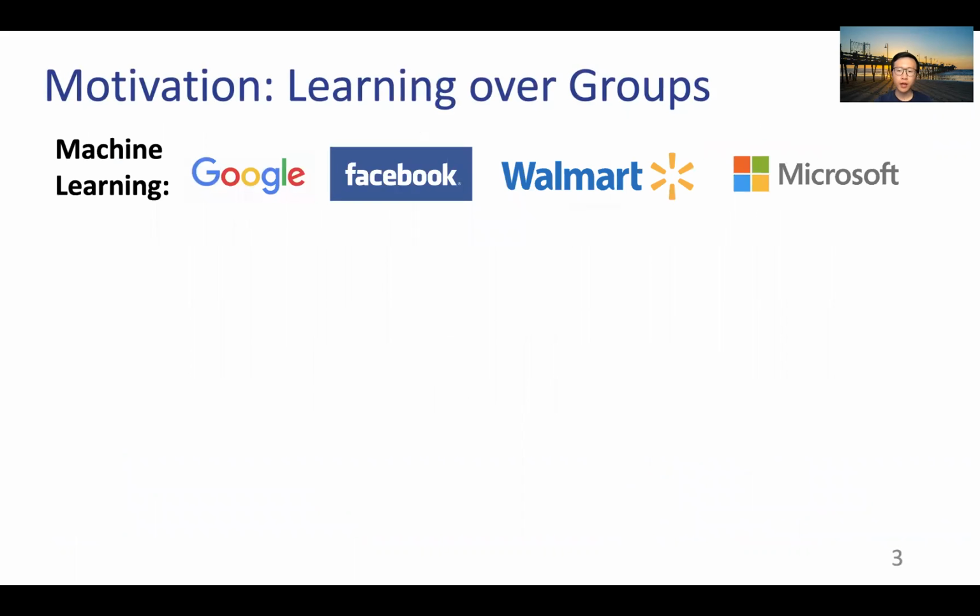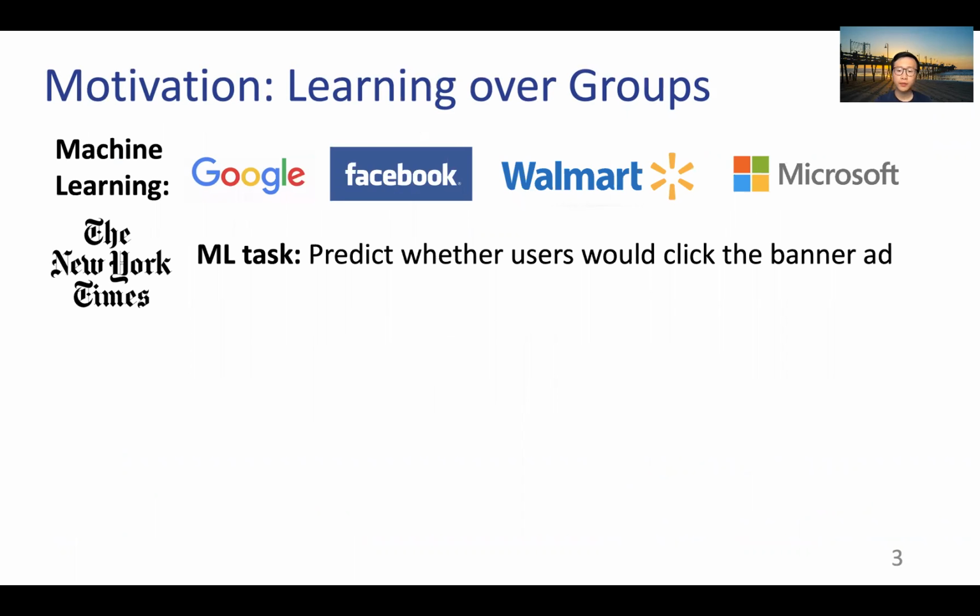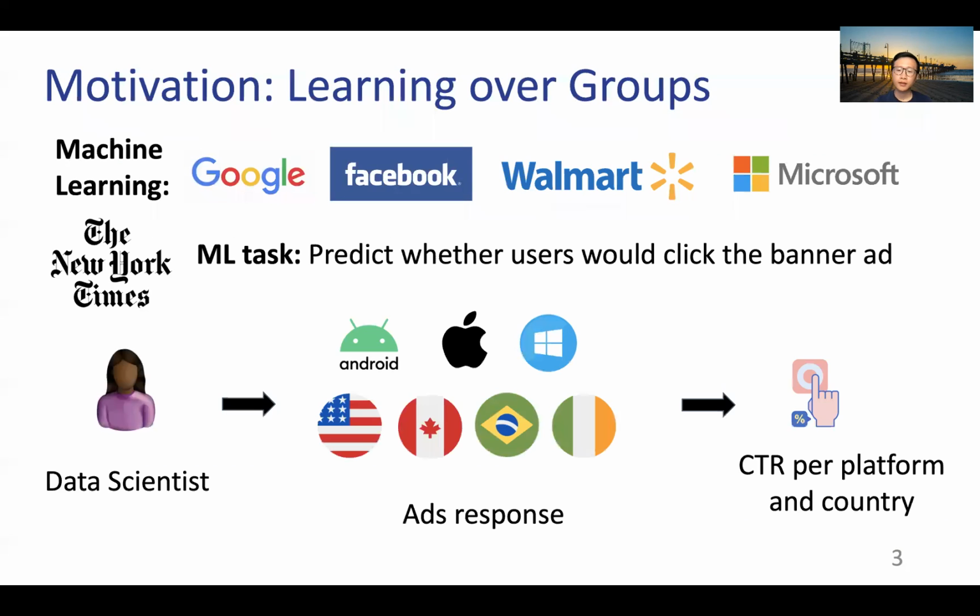Machine learning is being rapidly adopted everywhere, such as in data analytics and online recognition systems. Engineers and scientists start to apply ML in their daily work. For example, a data scientist at New York Times will leverage ML techniques to determine whether users would click the banner ad or not. She gets ad responses from users in different countries using different platforms.